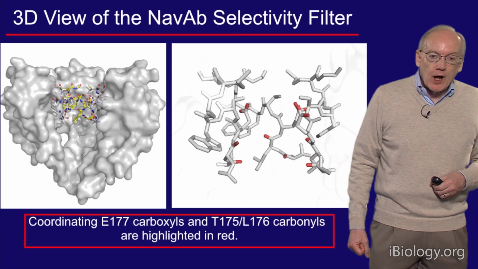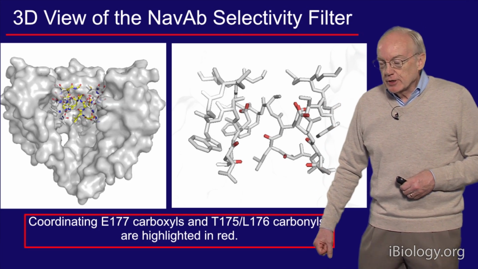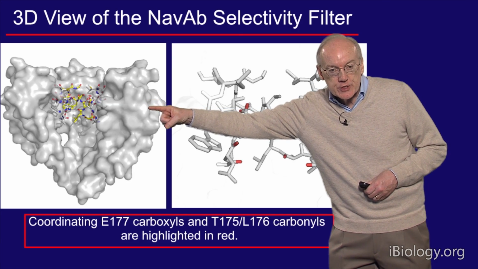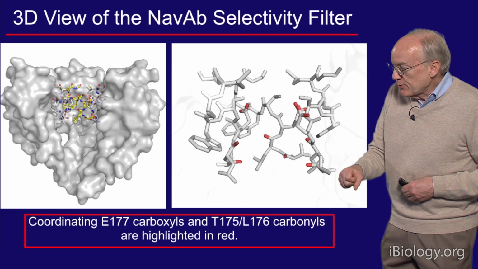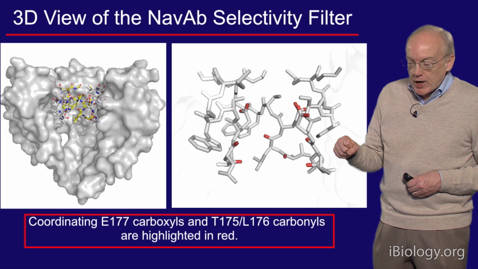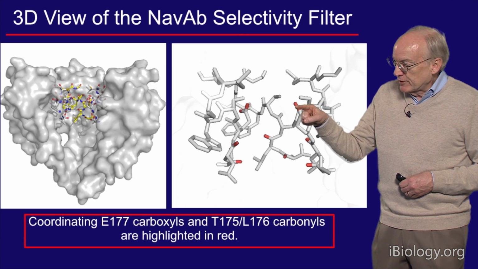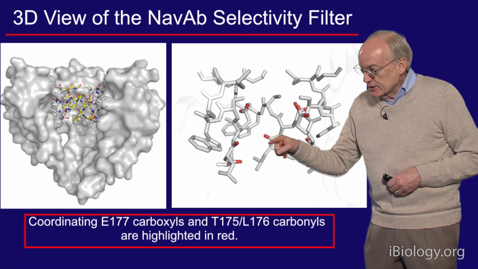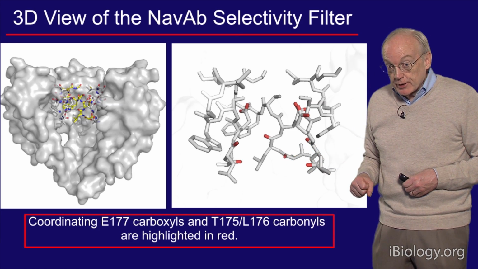This is another view of the ion selectivity filter. On the left side, the ion selectivity filter is shown embedded in the rest of the channel molecule, so you can see where it fits into the overall structure. On the right side, this is a small movie which shows the parts of the selectivity filter that interact with sodium. The carboxylate anions of glutamate 177, the backbone carbonyl of leucine 176, and the backbone carbonyl of threonine 175 are all illustrated in red.